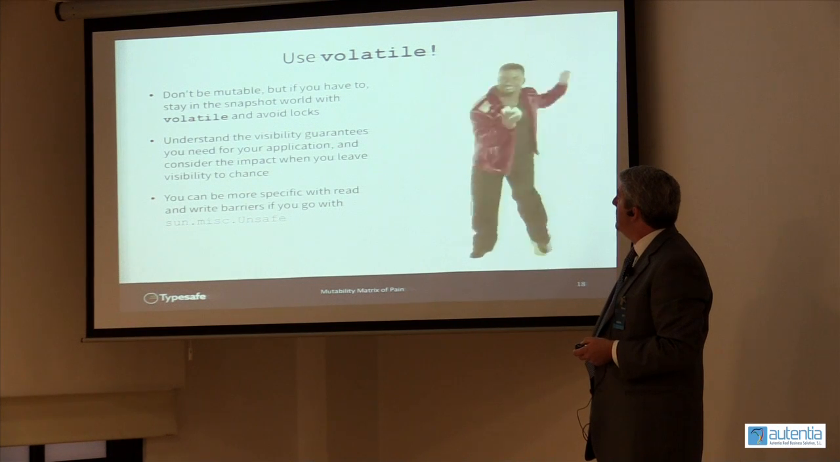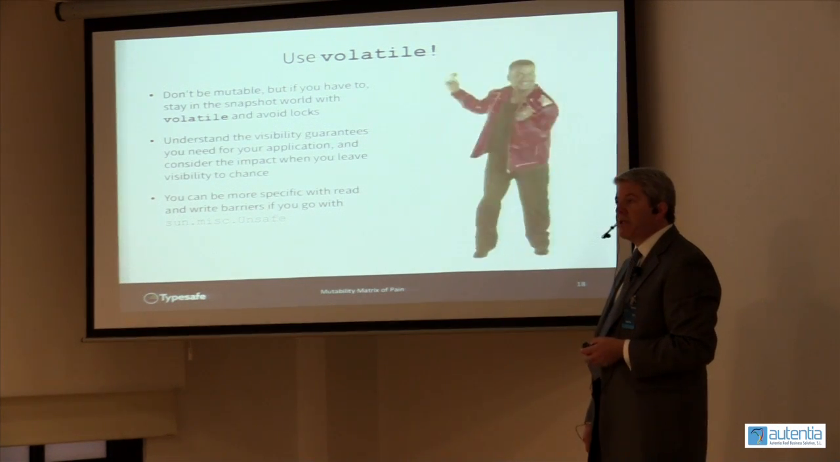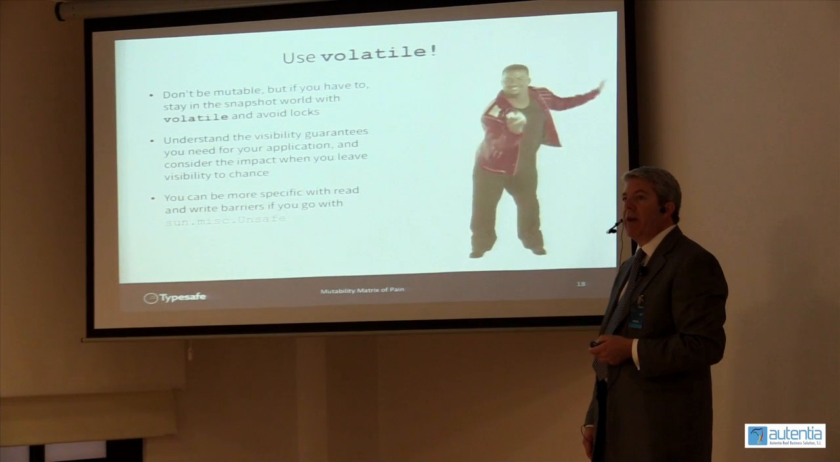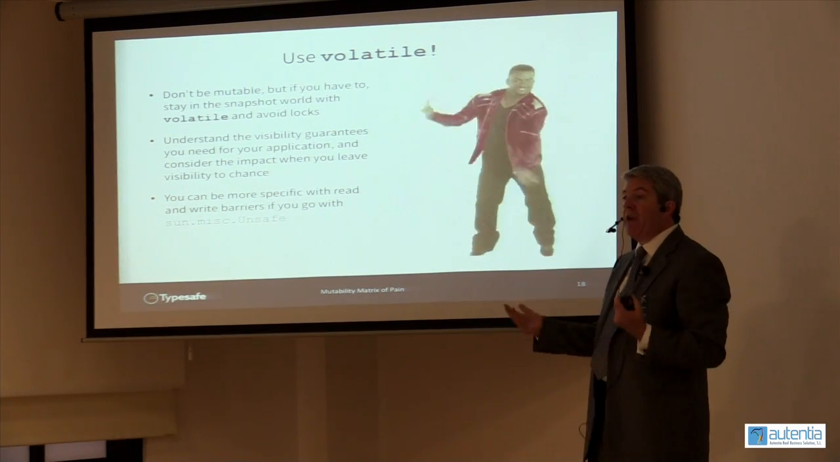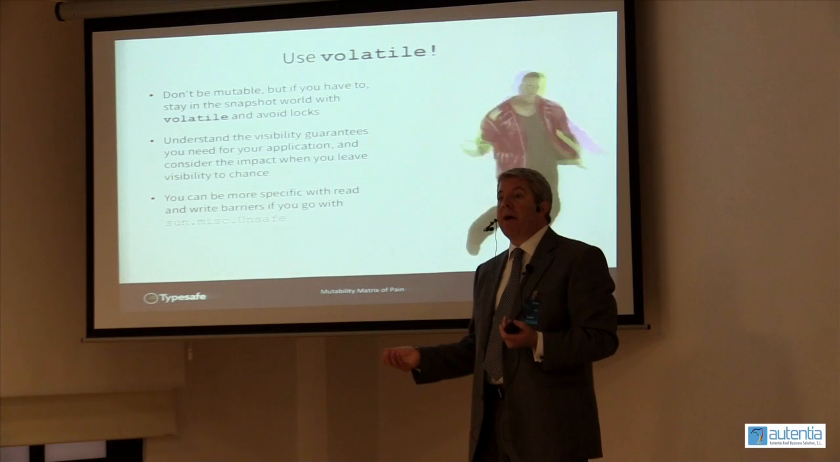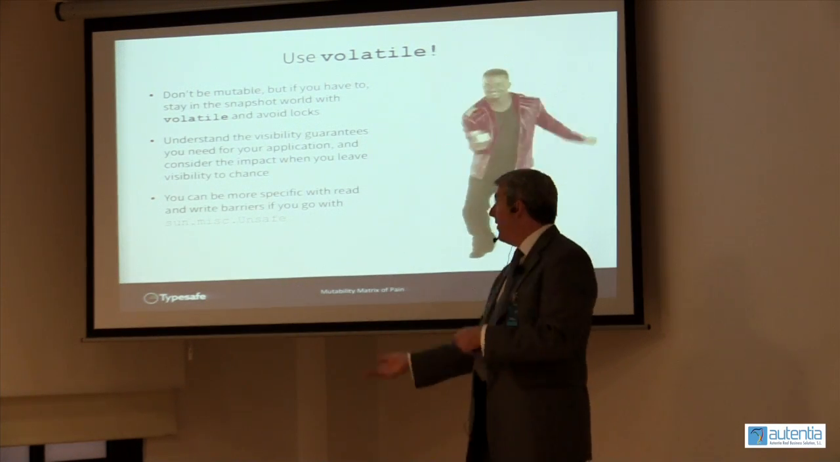So use volatile. Don't be mutable as much as possible. We all know that this is the best way to write concurrent code. And understand our visibility guarantees, right? Think about the implications of happens before versus locking.